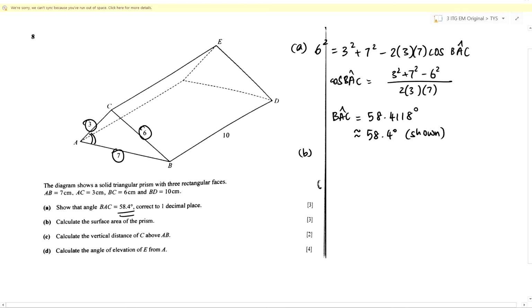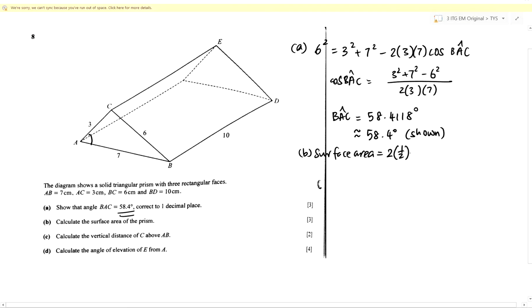Now to calculate the surface area, we will need the sum of the two cross-sectional areas plus the sum of the lateral faces. So there are two cross-sectional areas, 2 times either half times base times height, which requires you to find the height, or use the area for a triangle as half ab sine C, which, since we've already found the angle BAC, we can use.